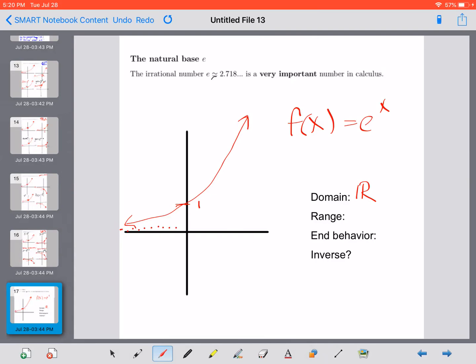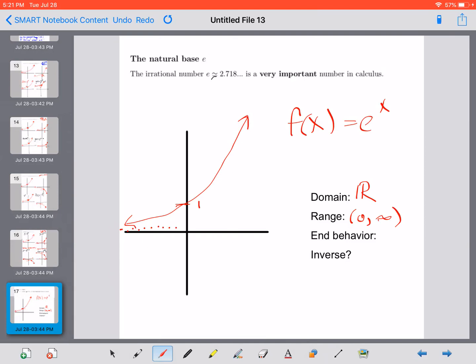The range, though, the outputs of the function, are all going to be positive. Because we have this horizontal asymptote at 0, the function's never going to cross the x-axis, you're never going to get an output of 0, and you're never going to get any negative outputs either. So we can say that the range is just (0, ∞) with open brackets because we're not including 0.